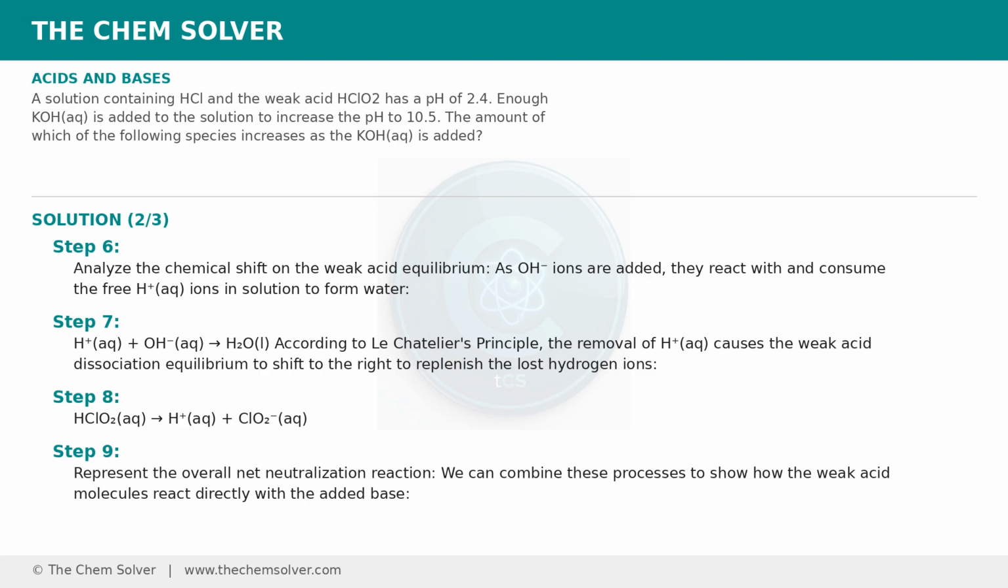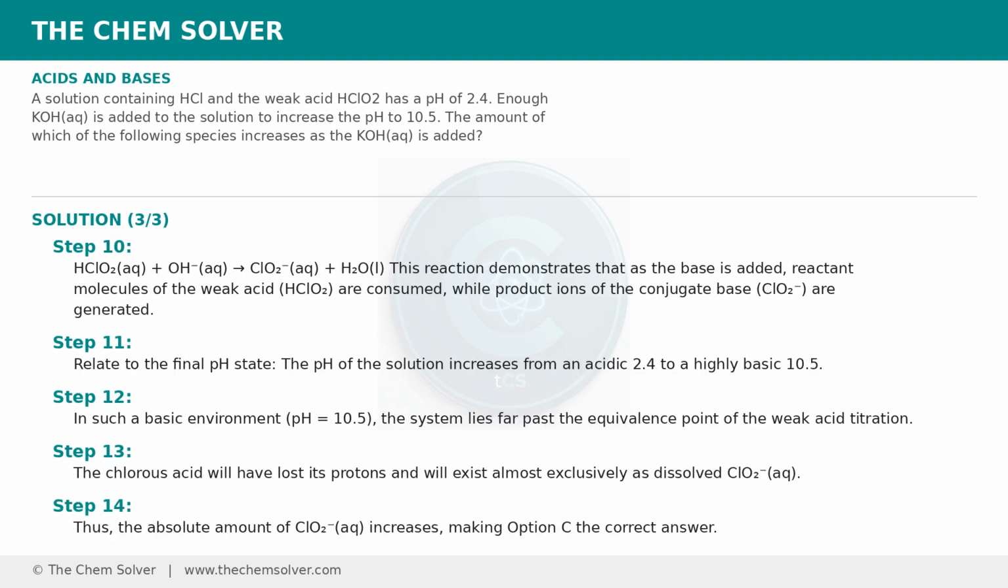We can combine these processes to show how the weak acid molecules react directly with the added base. HClO2 plus OH⁻ gives ClO2⁻ plus H2O. This reaction demonstrates that as the base is added, reactant molecules of the weak acid, HClO2, are consumed, while product ions of the conjugate base, ClO2⁻, are generated.